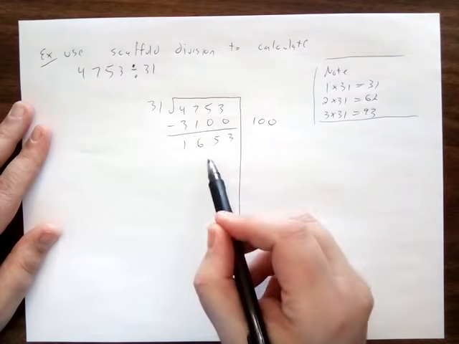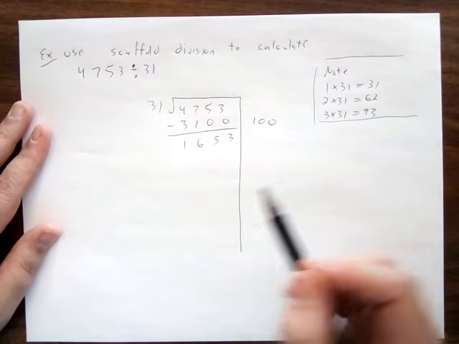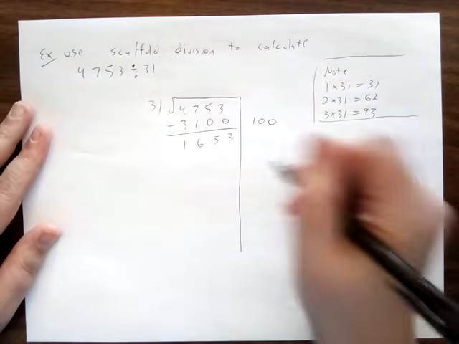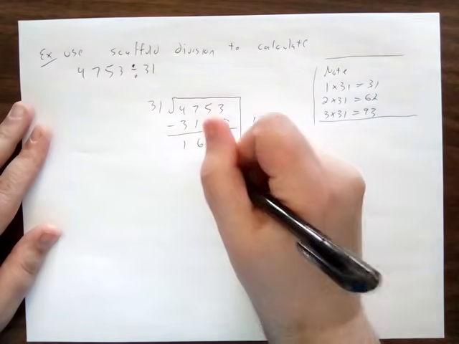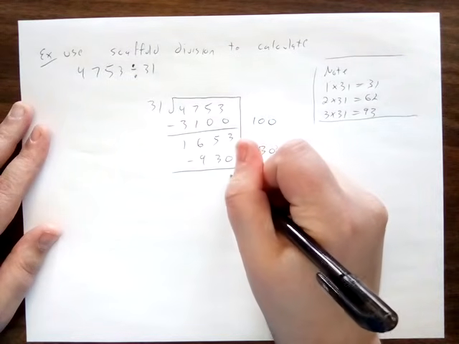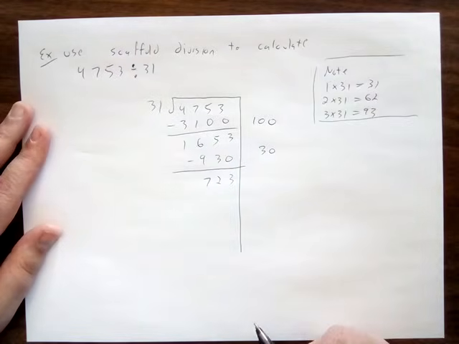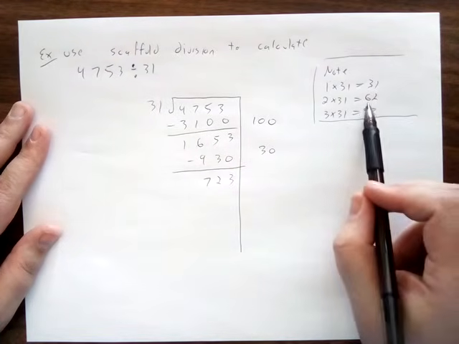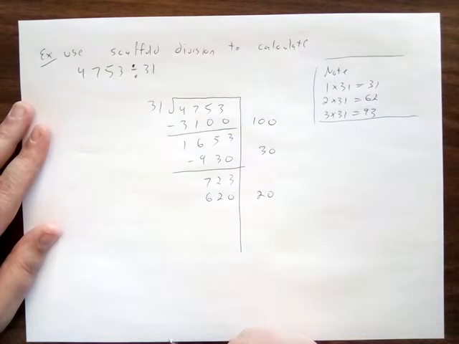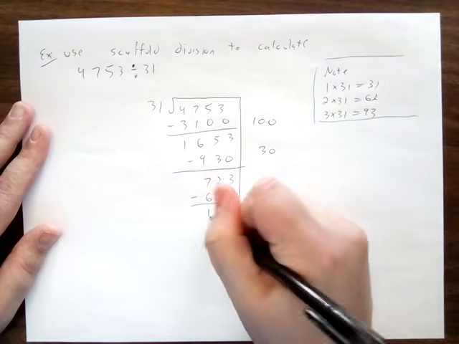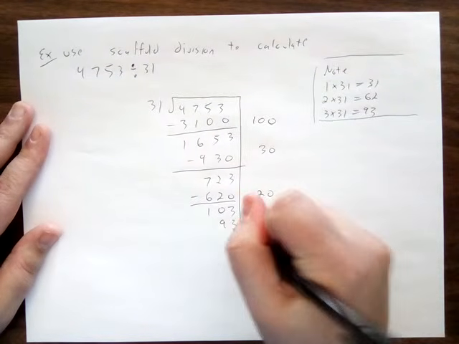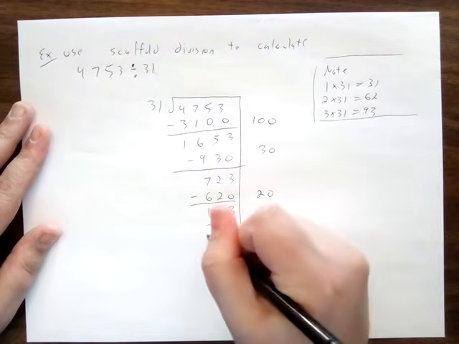We have 1,653 left. I know 3 times 31 is 93, so 30 times 31 should be 930. And that's another convenient multiple I can subtract. I've got 723 left. I could subtract 620, that would be 20 groups of 31, and that would leave me with 103 left. Oh, and I could easily subtract 93, 3 more groups of 31, and that would leave me with only 10 left.